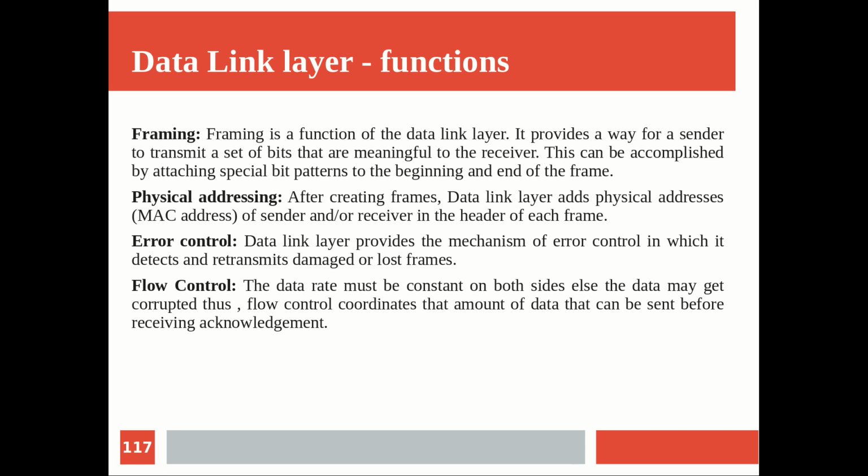For flow control, as you already know, the data rate must be constant on both sides, else the data may get corrupted. Speed matching should be there: the speed at which the sender is sending the data, the receiver should tune to with the same speed. Flow control coordinates the amount of data that can be sent before receiving an acknowledgement, meaning after how many frames the acknowledgement frames are to be issued.